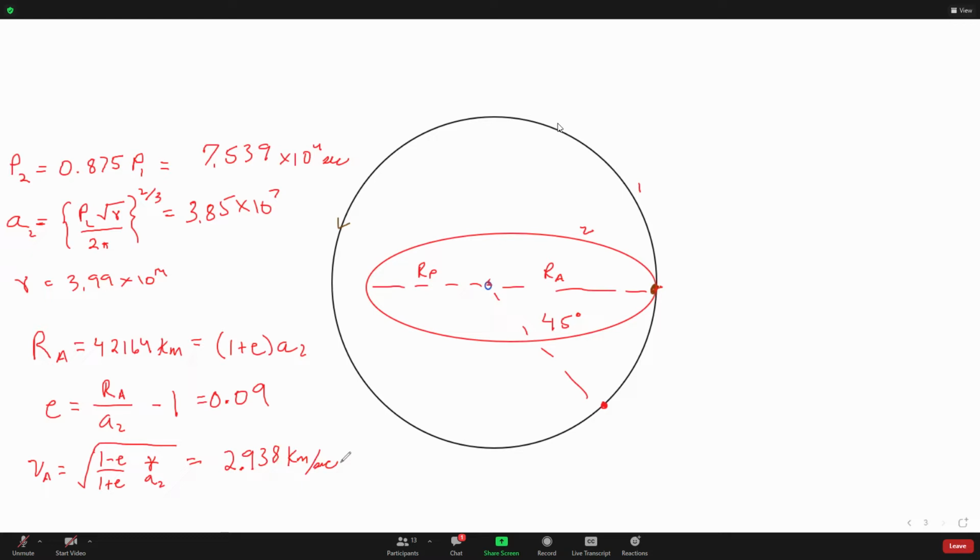Now, what was the speed of a satellite in geostationary orbit? Was 3.075 kilometers a second, right? Actually, I'm not sure that's right. Let me work it out, okay? So 1 minus 0.09 divided by 1 plus 0.09.